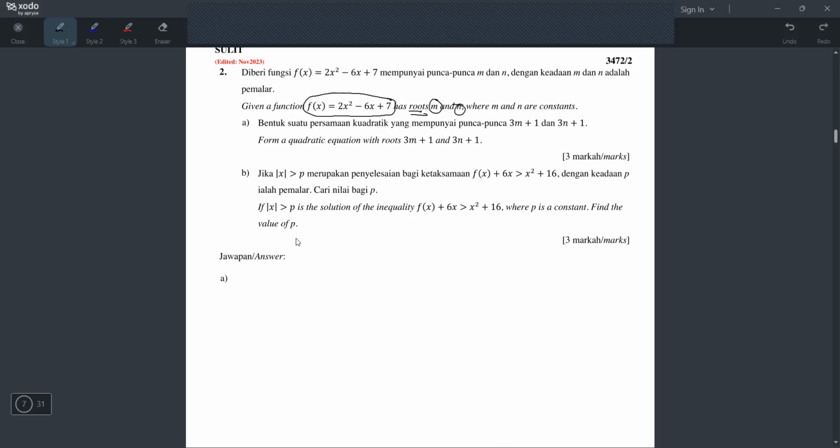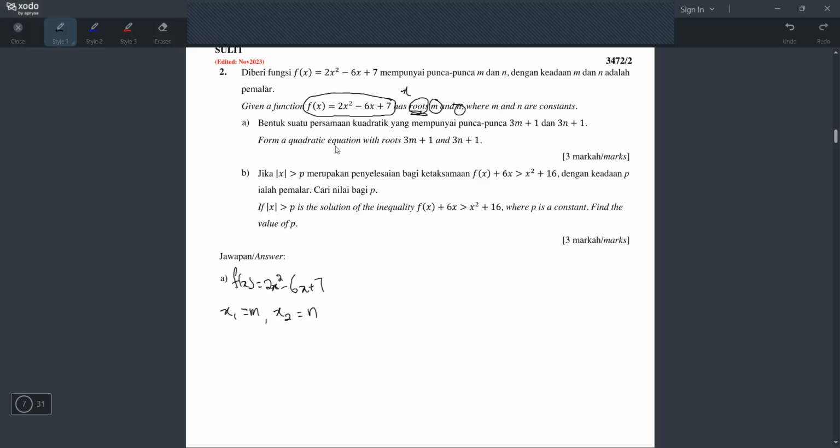But before we use it, we write down our information first. Fx equals to 2x squared minus 6x plus 7. Roots is m and n. It means what is m and what is n. If they say this is the roots, what do we write? We will write the x1 and the x2. Okay, because roots means x. Or the other name for roots is x-intercept. So we will call it x1, x2.